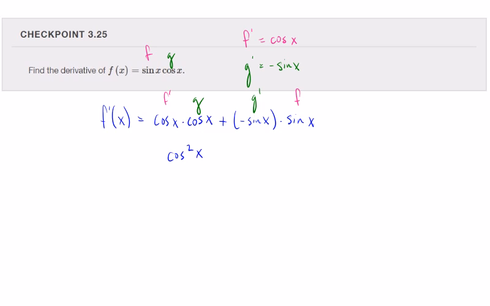Okay, so what happens when we multiply cosine times cosine is we get cosine squared, right? That's how we write cosine squared. And then here, if we multiply negative sine times sine, we get negative sine squared. All right, so that's the derivative of this function here.